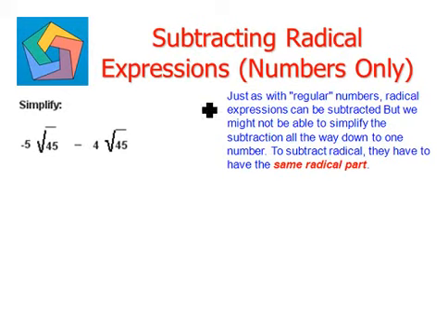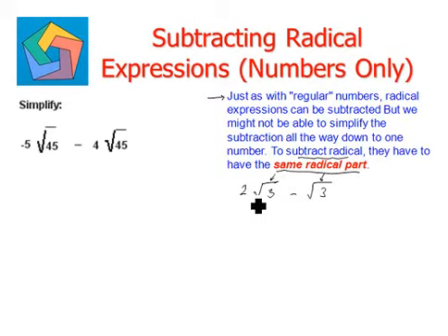Just as with regular numbers, radical expressions can be subtracted, but we might not be able to simplify the subtraction all the way down to one number. To subtract radicals, they have to have the same radical part. Same radical part means if I have 2 square root of 3 minus square root of 3. Here we see that the numbers inside the radical are the same. This is known as same radical part.